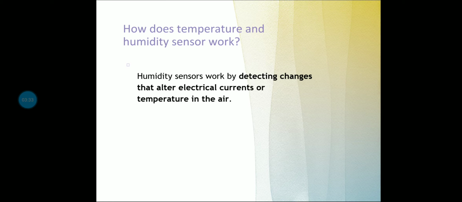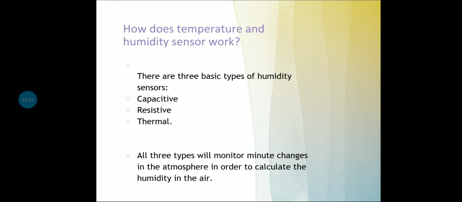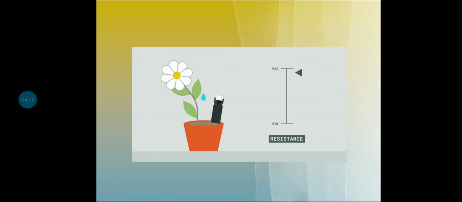How does the temperature and humidity sensor work? Humidity sensors work by detecting changes that alter electrical current or the temperature in the air. So these sensors are altering the electric current, or measuring the temperature or humidity in the air. There are three basic types of humidity sensor: first is capacitive, second is resistive, and third is thermal. All three types monitor minute changes in the atmosphere in order to calculate humidity in the air.